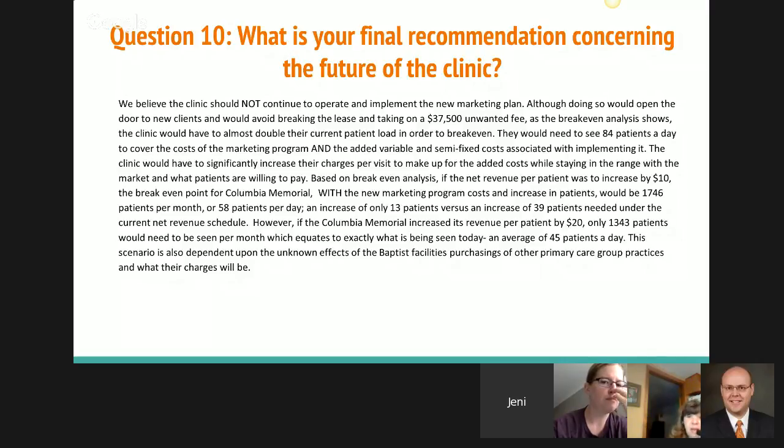However, if the Columbia Memorial increased its revenue per patient by just $20, only 1,343 patients would need to be seen per month, which equates to exactly what is being seen today, on average, of 45 patients a day. This scenario is also dependent upon the unknown effects of the Baptist facilities purchasing of other primary group practices and what their charges will be.